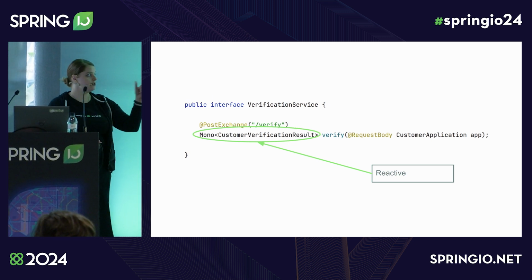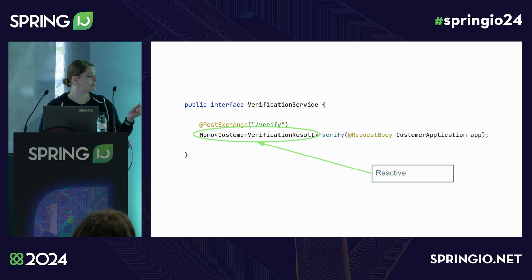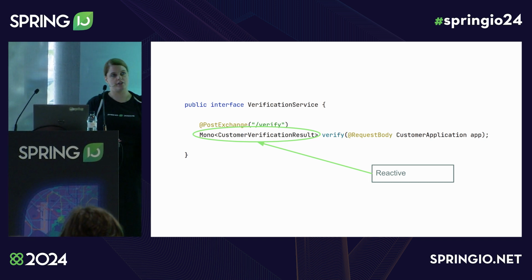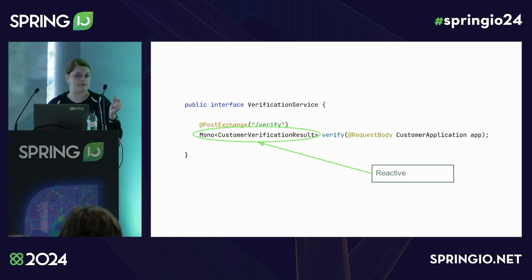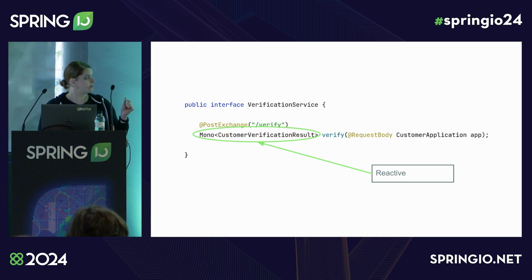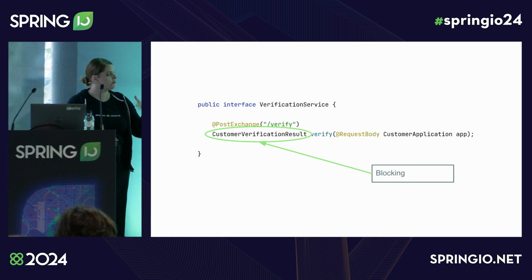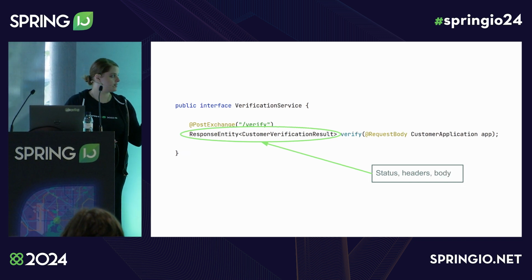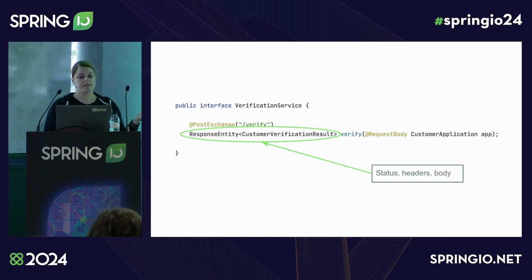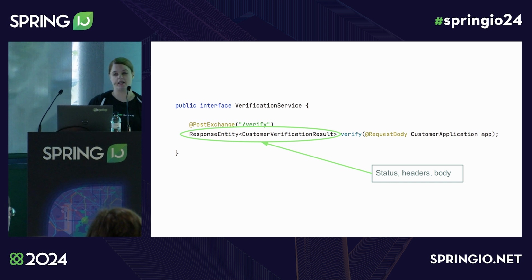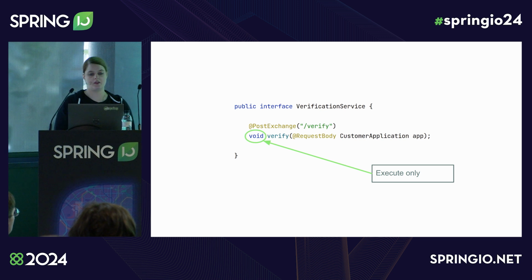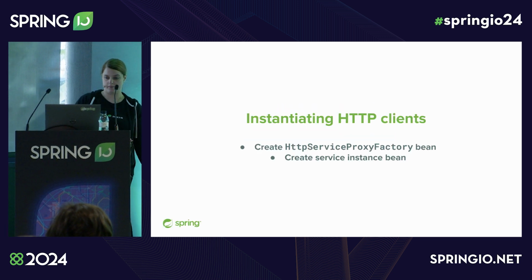So mostly we'll do this if you are working with web client, obviously Mono, Flux, and any producer that can be converted to a reactive stream publisher using a reactive adapter registry. So yeah, a Mono. And obviously if you have REST template or REST client, you will not be able to use Mono or Flux. Then we also provide response entity. So that gives you status, headers, and body, or HTTP headers, or execute only.